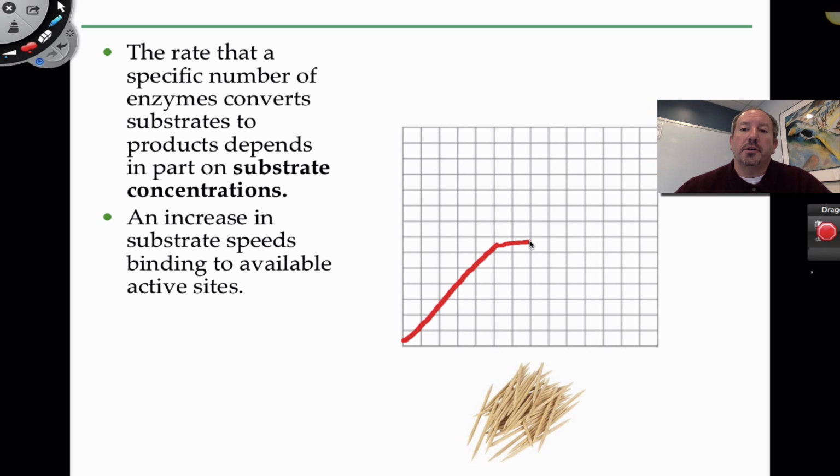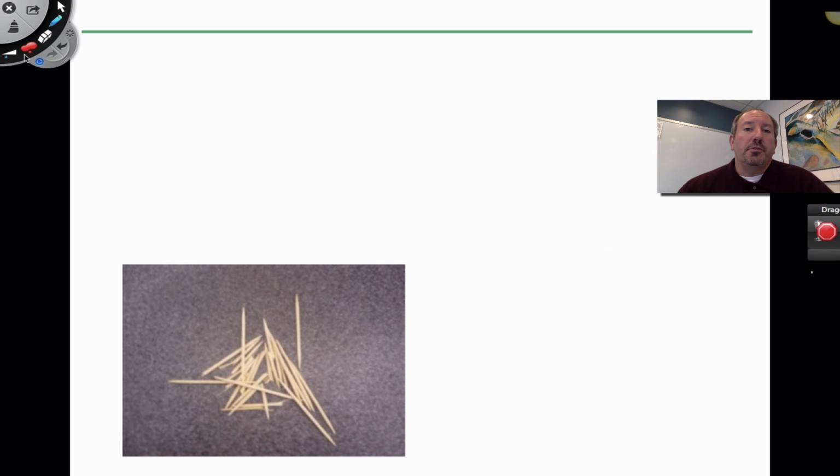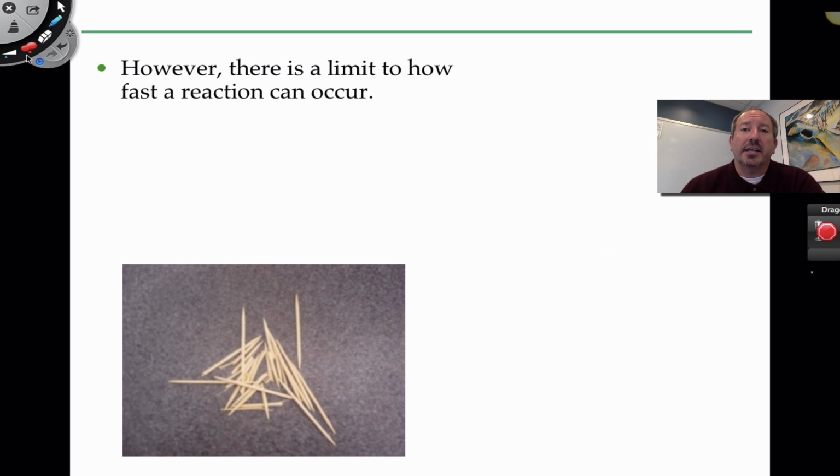But then it seems to, the reaction continues even though you're increasing substrate. Like, what's going on with that? Well, if you think about it, how many toothpicks can you break? I mean, you only have two hands, and so if you cut down on the possibility of finding them so they're readily available in the tray, you're like, okay, this is the max rate. This is the maximum rate of the enzyme. You could determine the maximum rate of an enzyme. But there's a limit to how fast a reaction can go.